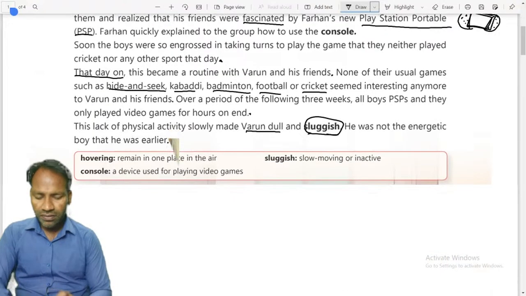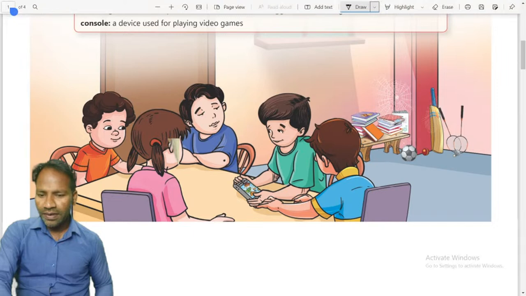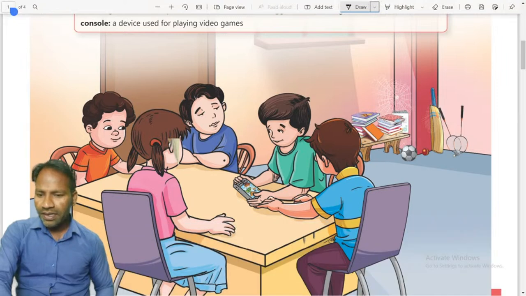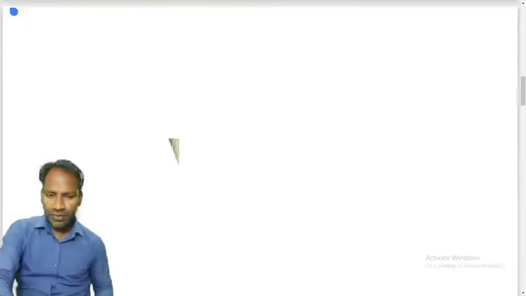See what happened then? In the picture you can see the children, they are busy playing. Here Farhan has this PSP in his hand. All his friends sitting together were playing games. Hours and hours they played, only playing games. They stopped their physical gaming completely.